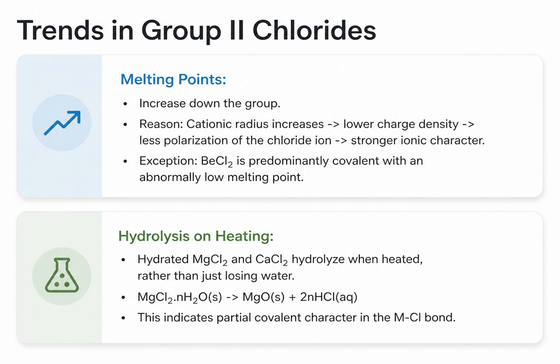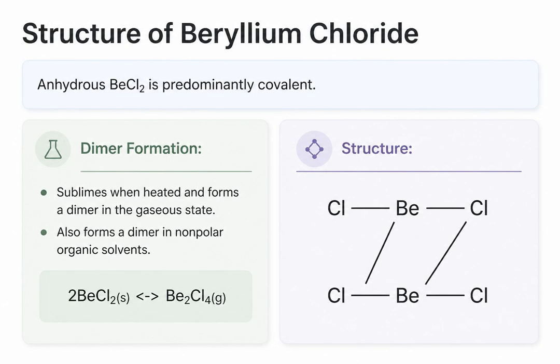than just drying out. Because the beryllium ion is so exceptionally small and highly charged, it severely polarizes the large chloride ions, making beryllium chloride predominantly covalent. It doesn't form a giant ionic lattice. Instead, when heated, it sublimes into a gas, and the molecules pair up to form a dimer, BeCl4. In this structure, two chlorine atoms act as bridges, sharing their lone pairs of electrons with the beryllium atoms to help them achieve a stable electron configuration.